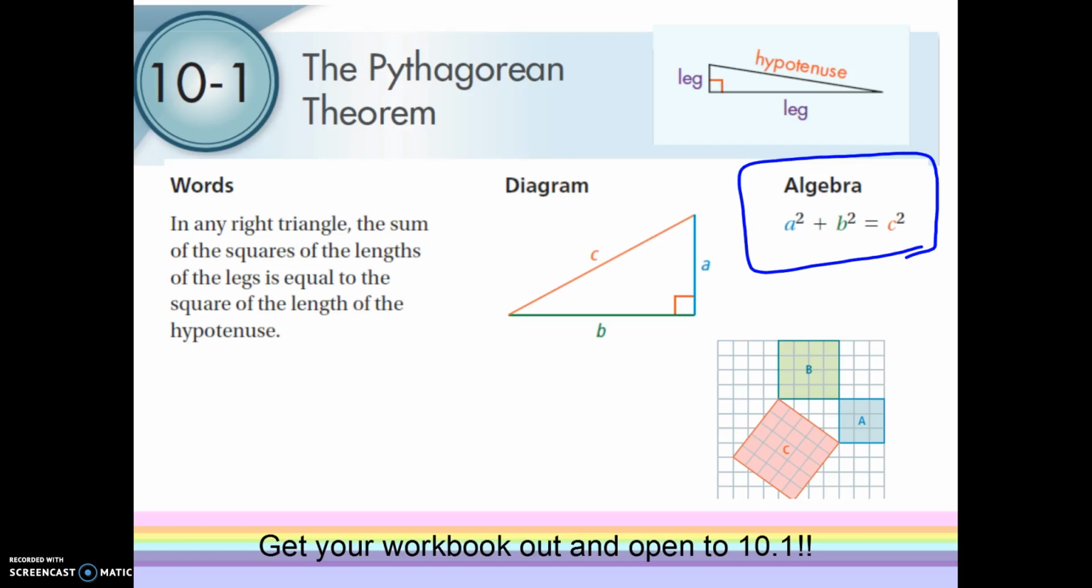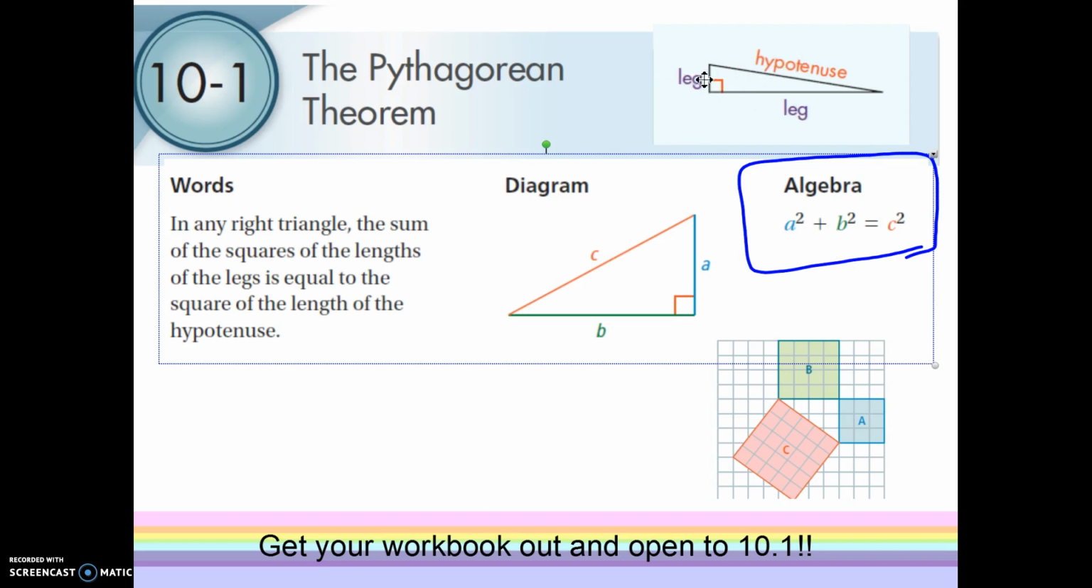Okay, today we're looking at 10.1 Pythagorean theorem. And Pythagorean theorem is used when you want to find one of the sides of a right triangle. If you look at a right triangle, you have two legs, here and here, and you have a hypotenuse. The hypotenuse is always the longest leg, or it's also going to be across from the right angle. Notice how it's directly across from the right angle.